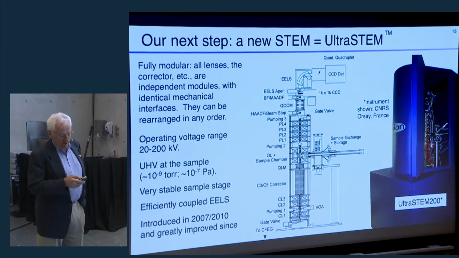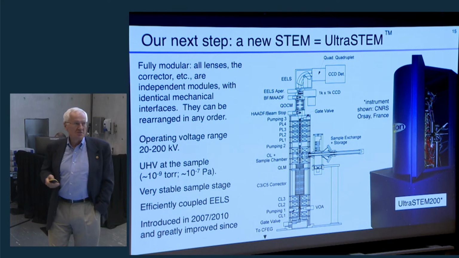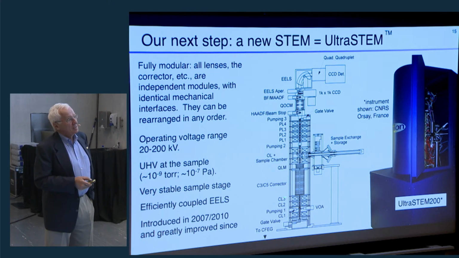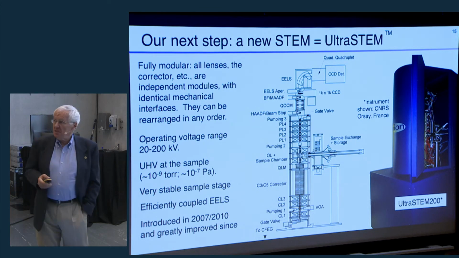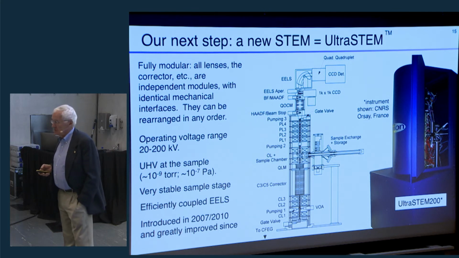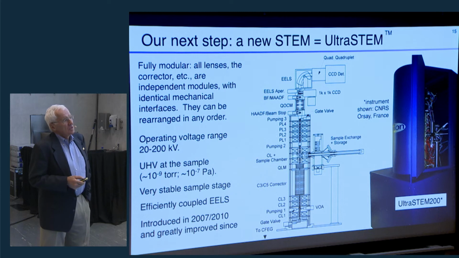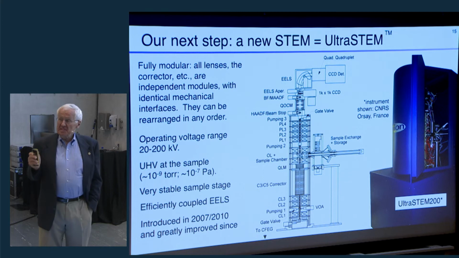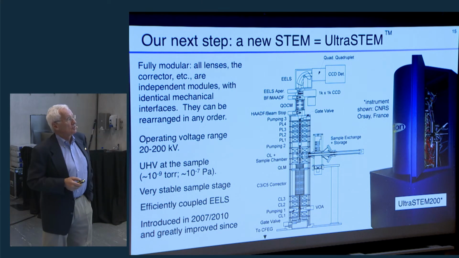But we did all kinds of saving measures, such as all our condenser and projector lenses are identical. Why design them differently? They're all lenses. Everything is completely interchangeable mechanically because these interfaces between modules are identical. The corrector was a nice sophisticated one that could do C5 correction now, so that was important to go further on resolution. There was a sample exchange and storage mechanism that decoupled the sample from the external world when we went into the microscope, which is good for stability.